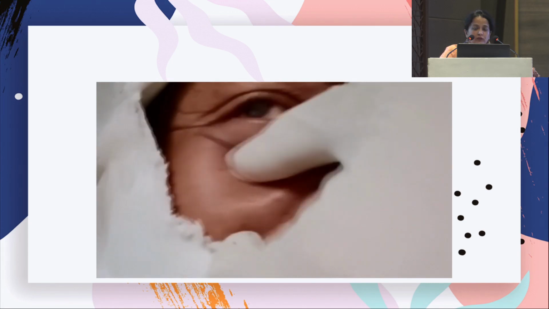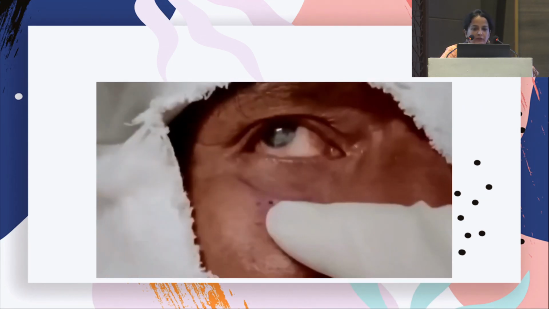Now, we have to first give instructions. We should try to decrease the apprehension of the patient. He will give you an injection that will cause a little bit of pain, and we have to ask the patient to fix the gaze in the straight, neutral gaze.